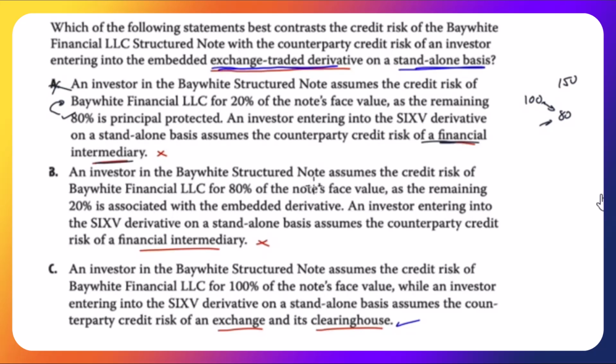An investor in the Bayview structured notes assumed the credit risk of Bay White Financial for 80% of the note's face value, as the remaining 20% is associated with the embedded derivative. Well, you could argue that. Sure, 80%, because worst case scenario, you go back and get 80%, but what if it pays off? What if the whole thing pays off? Well, it's more than 80%. It's the whole thing. So you can get rid of that one too.